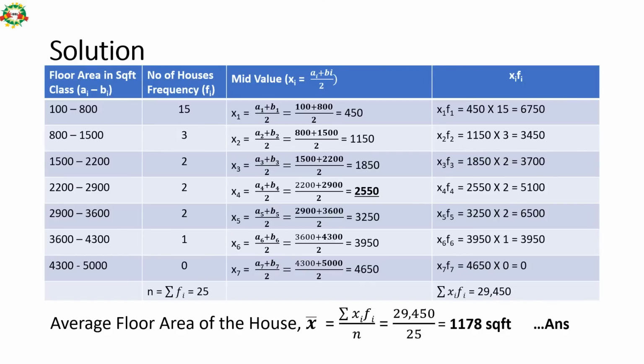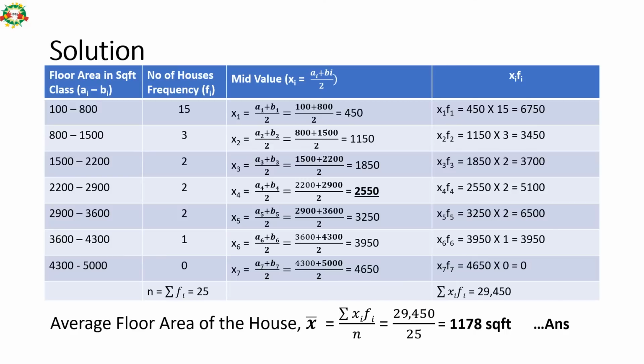So floor area in square foot, this is ai to bi. So this is the range, a1, b1, a2, b2. Number of frequency, number of houses, frequency, then middle value of each class, which is a1, which is 100 here, and b1 is 800, divided by 2. So middle point of each class is 450.